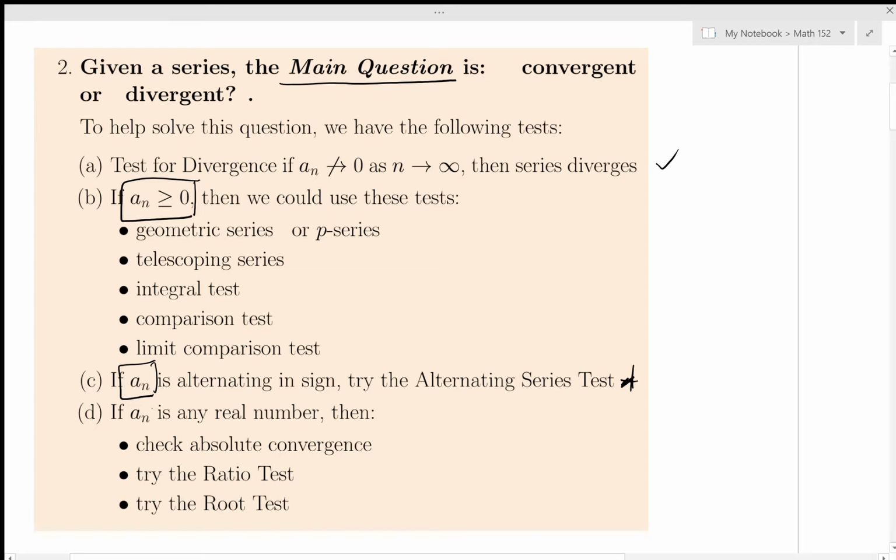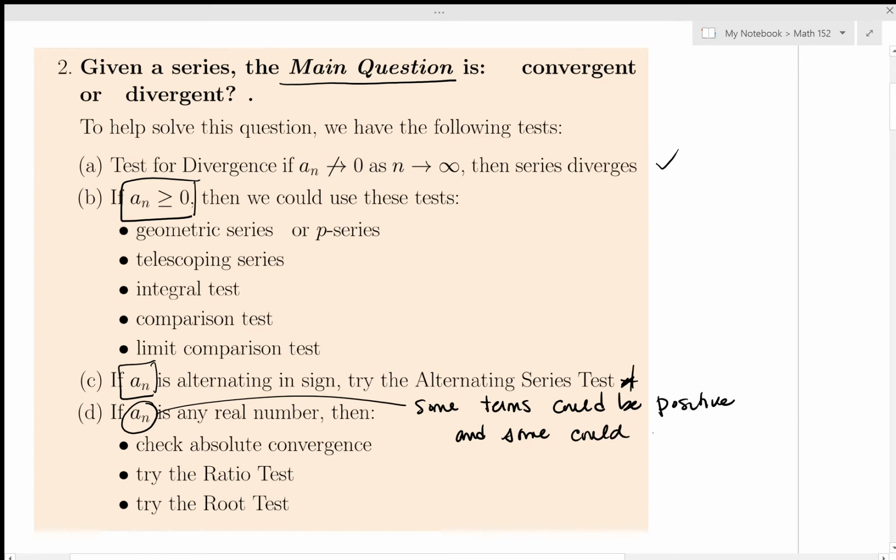If we've got the terms being any real number, and this would mean, of course, that some terms could be positive and some could be negative, that's the possibility. Then what will happen is you will possibly be checking for absolute convergence, and to do that you could use the ratio test or the root test.